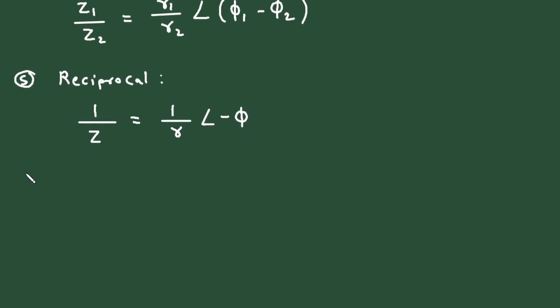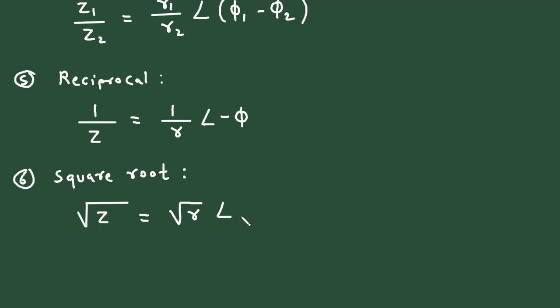Then next is square root. So if we take the square root of this phasor, it will be the square root of the magnitude at an angle phi by 2. So we have to divide this angle by 2.